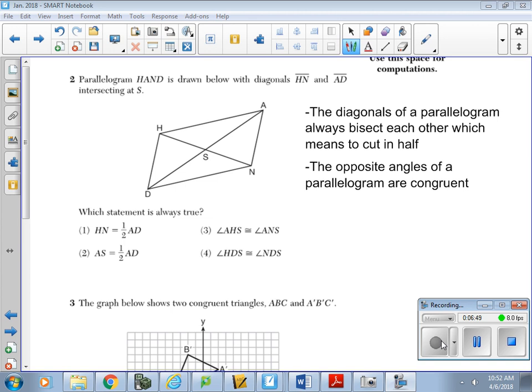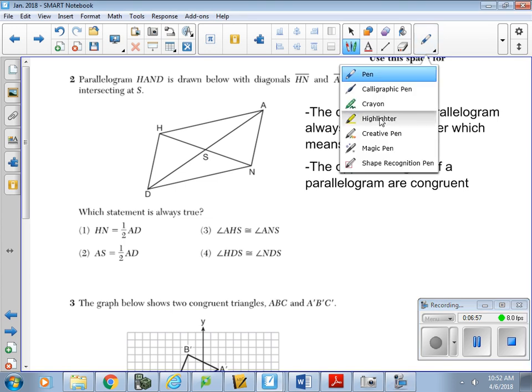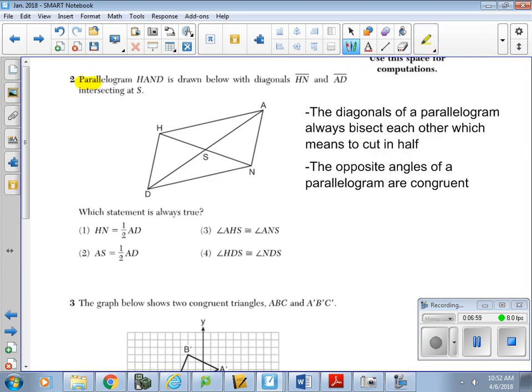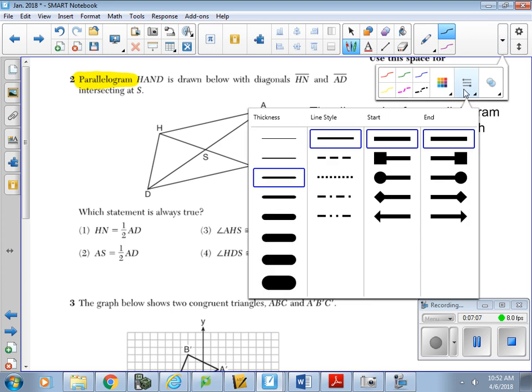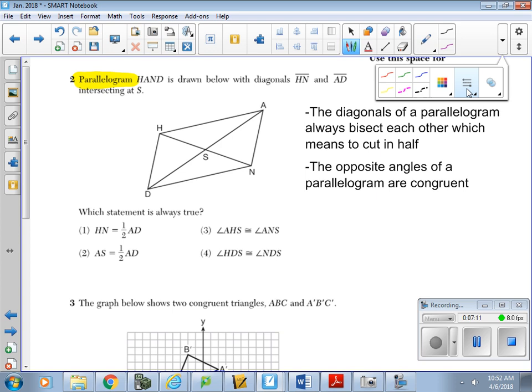Okay, let's move on to problem number 2. It says parallelogram. First off, I'm always telling students, look for the key words. Parallelogram, very key word. If you don't know what a parallelogram is, you're going to have a hard time on this test. So when you see these words, start thinking about what they mean.